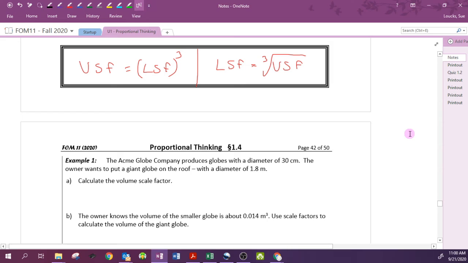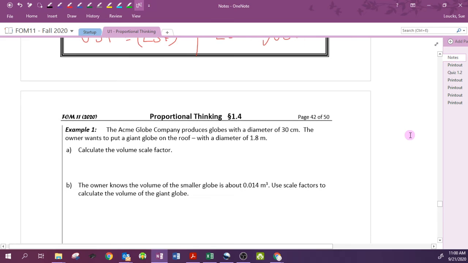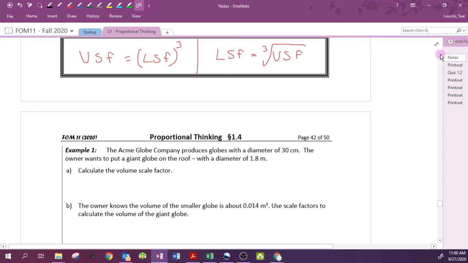All right, and then I've got 2 examples here of how we can use this. The Acme Globe Company produces globes with a diameter of 30 centimeters. The owner wants to put a giant globe on the roof with a diameter of 1.8 meters. So calculate the volume scale factor.